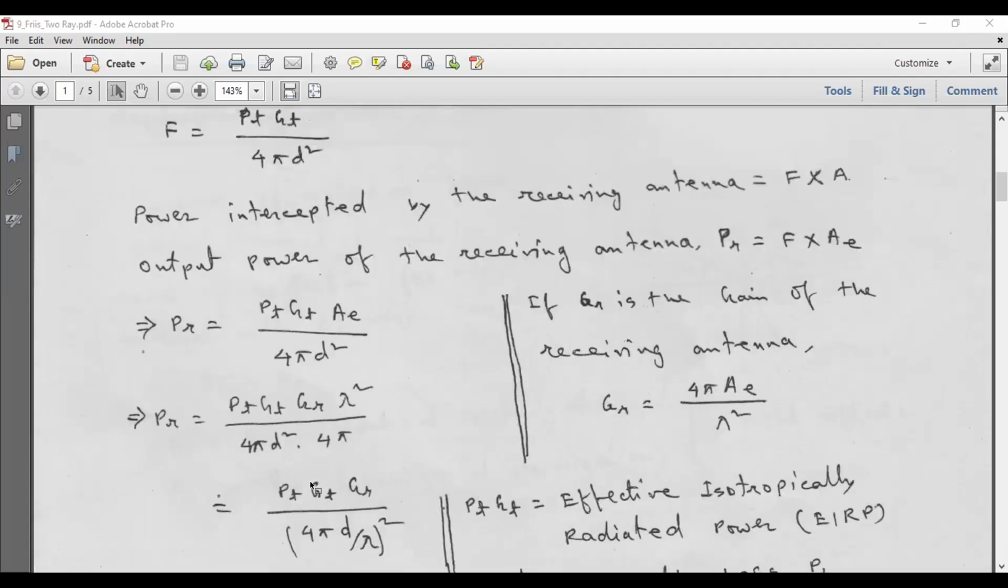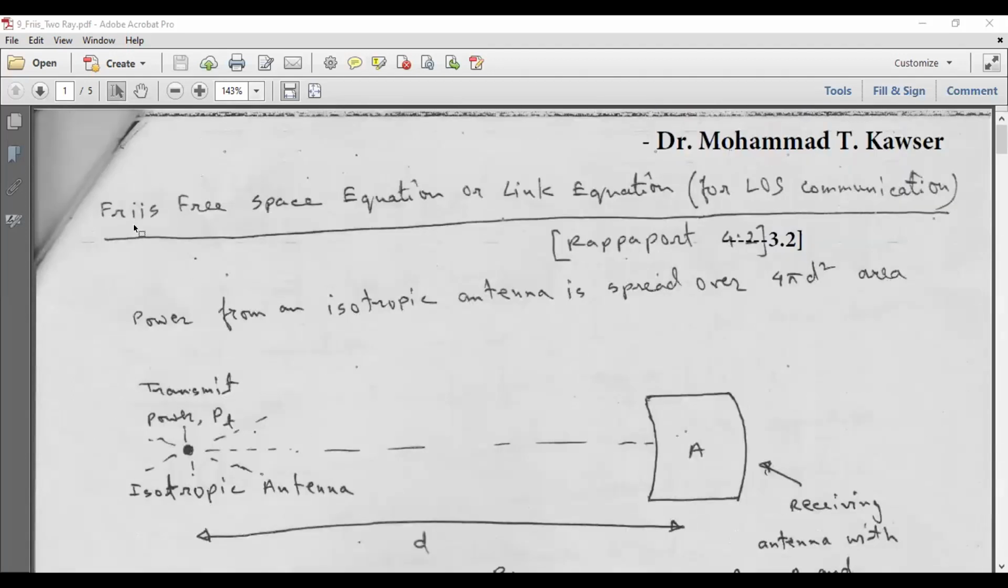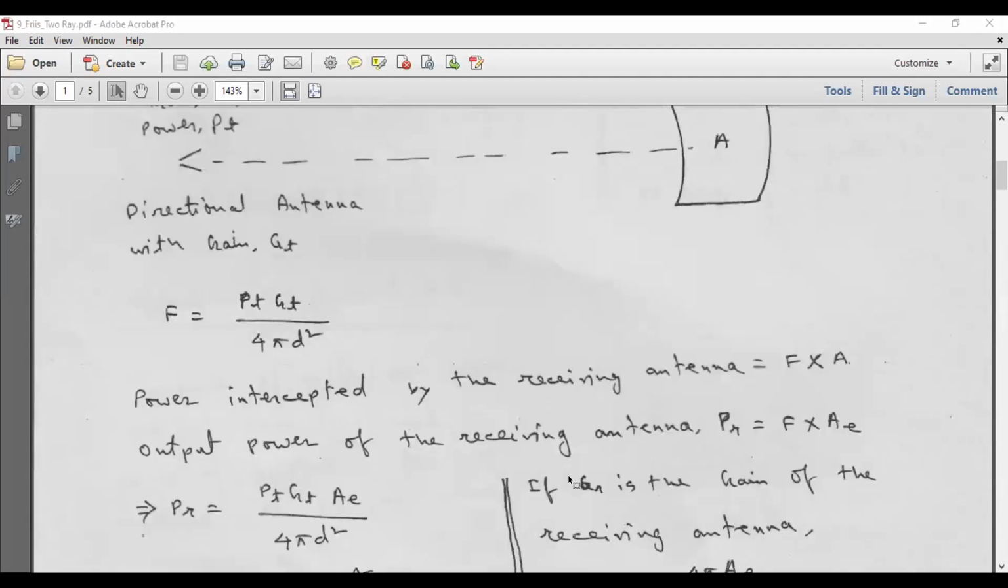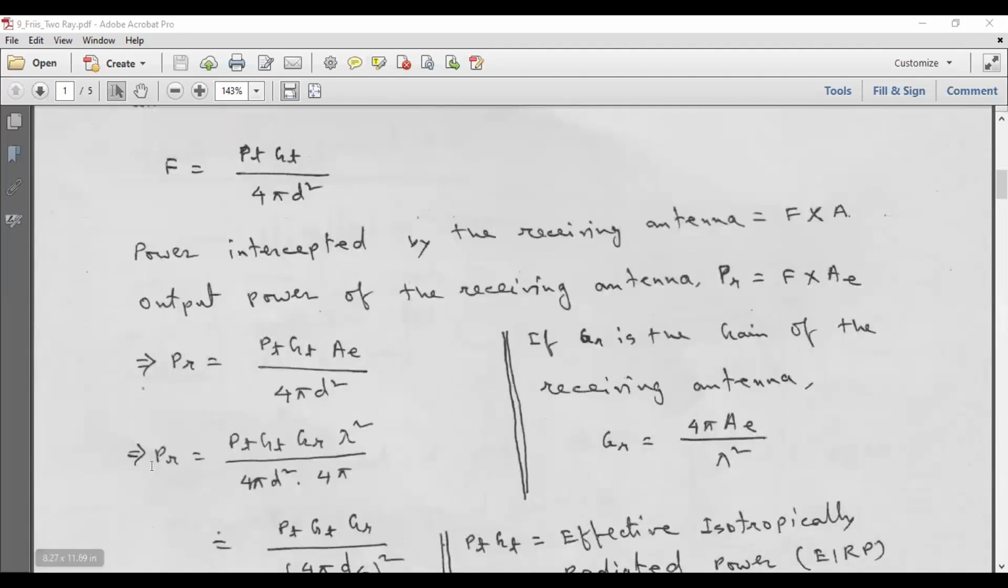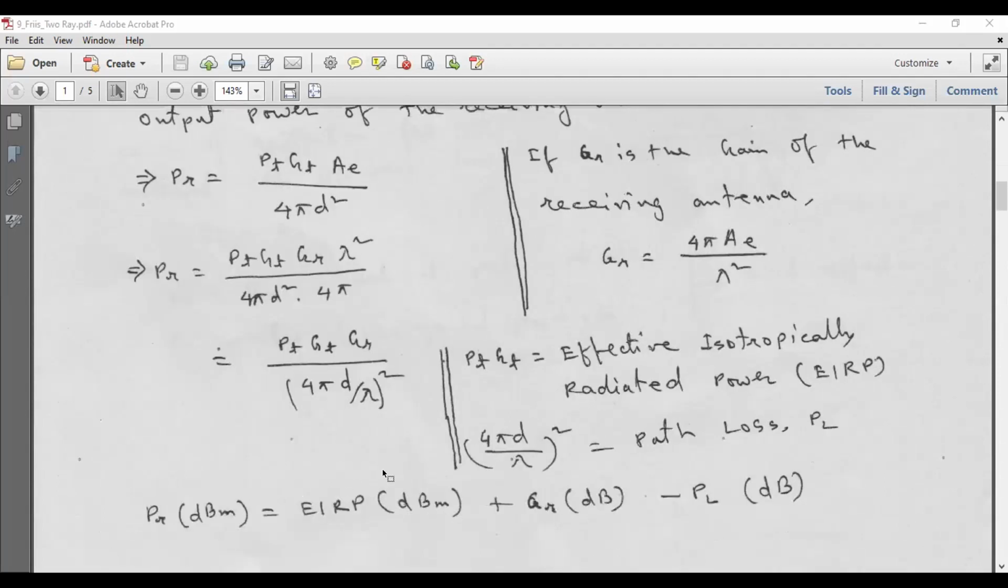So this is the fundamental relationship for LOS communication. Please remember, it is called the Friis equation or link equation. You calculate the received power by multiplying PT, GT, GR, and then dividing by 4 pi d by lambda whole square. That's how you calculate.